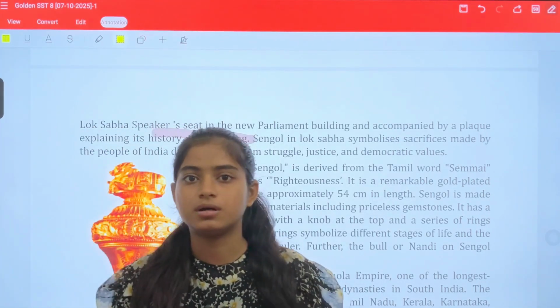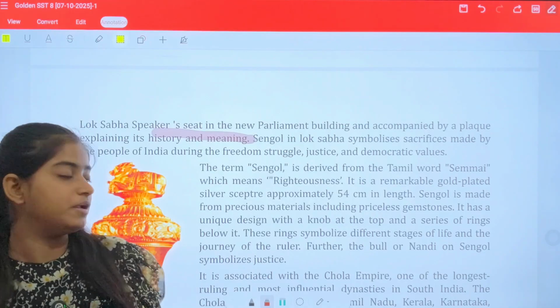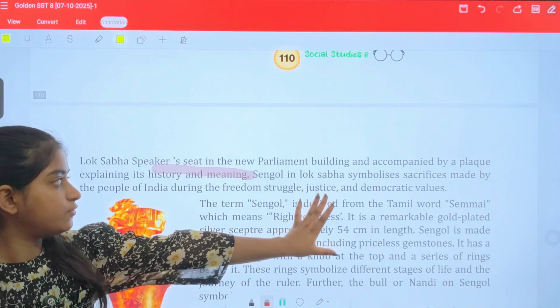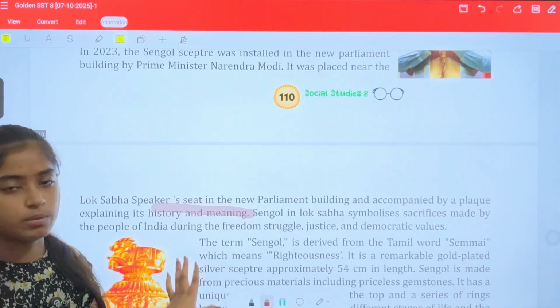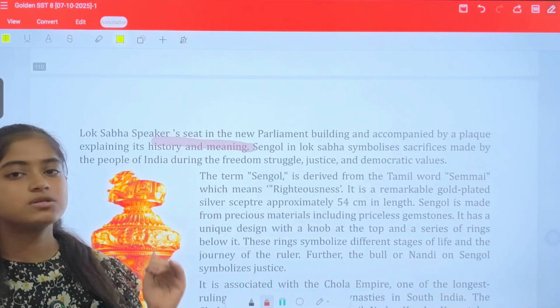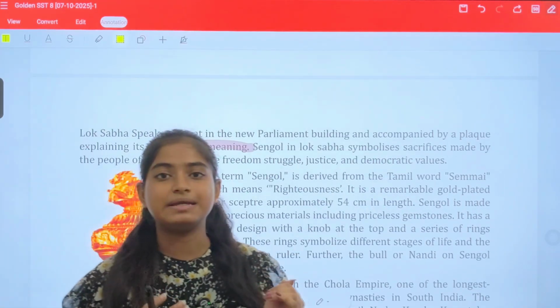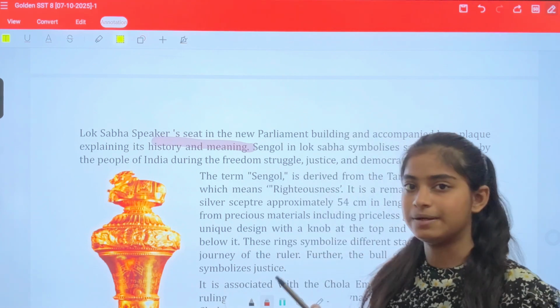Earlier, the old one was not used for main functions, so now it was transferred near the seat of the Lok Sabha speaker. Lok Sabha Speaker I already explained. That is the main leader who maintains all the parliament members' functions.